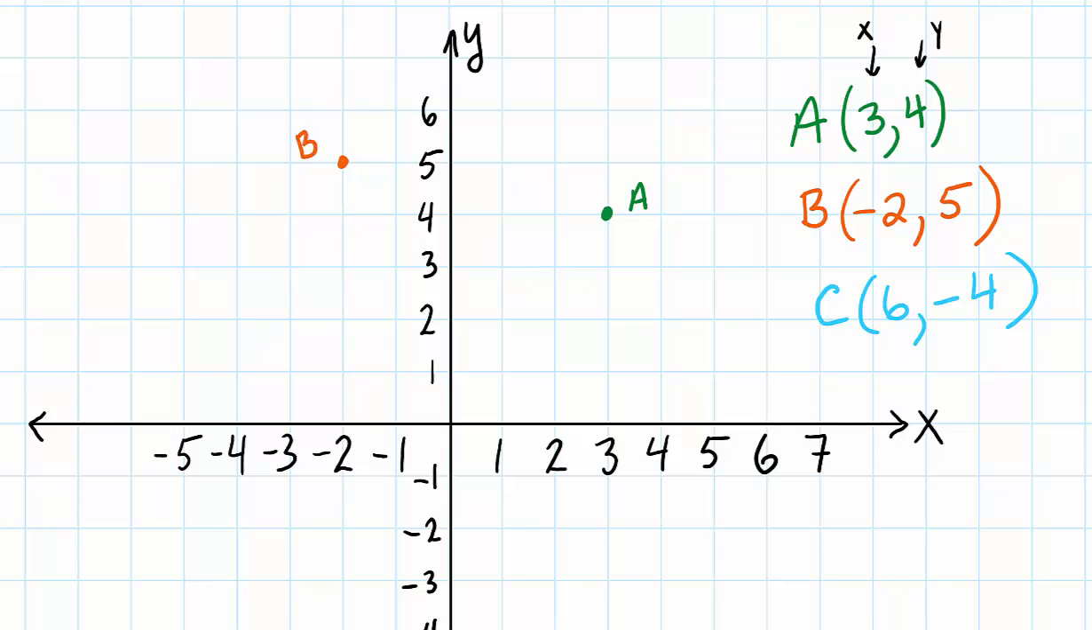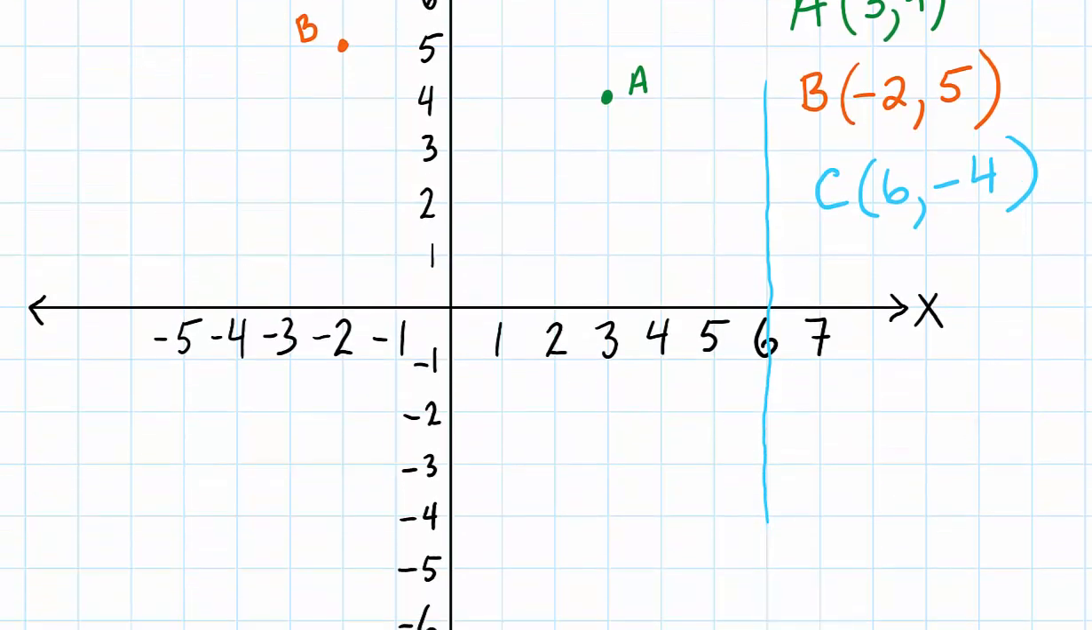And then finally, one more example. We want the point 6, negative 4. We're going to go over to x equals 6, and we're going to draw a line. And then we're going to go to negative 4 along the y-axis and draw a line. And where those two intersect, that is going to be the point C that we want.